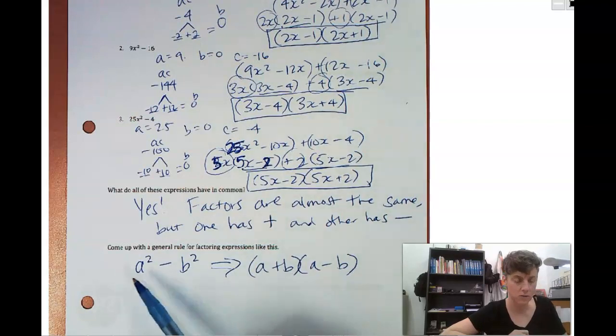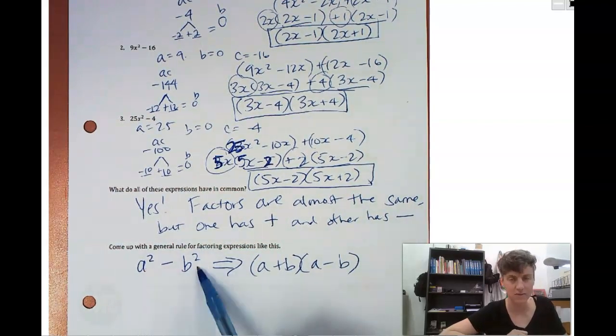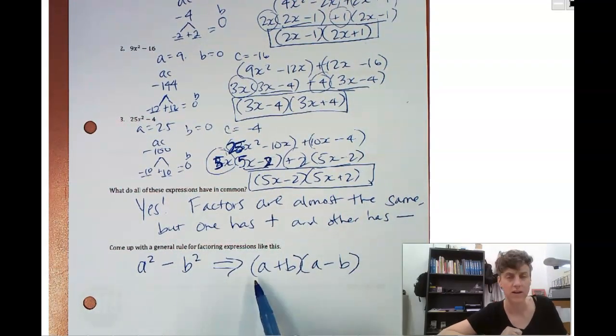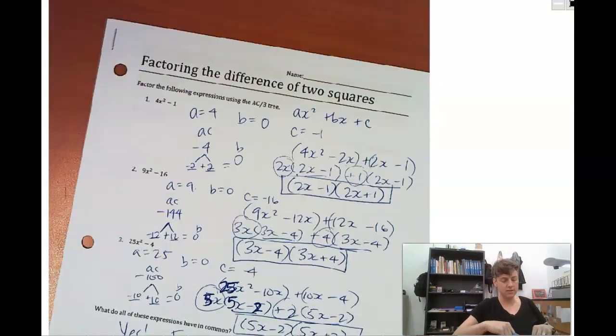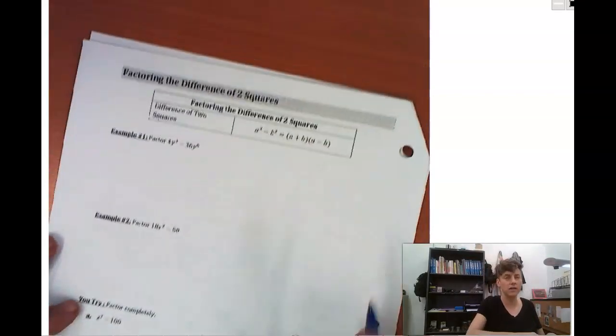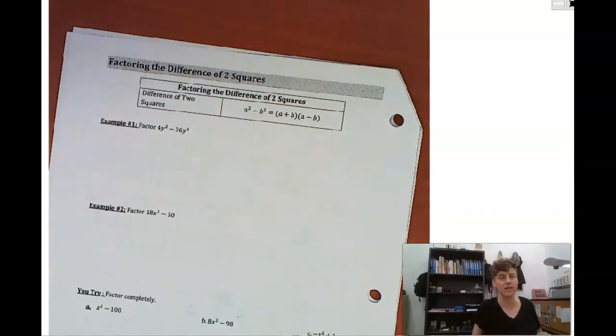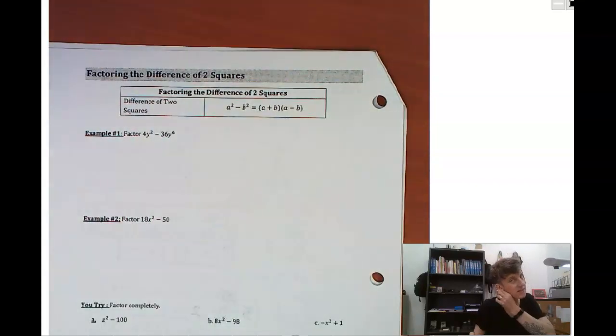So we've got a general rule. If you have something squared minus something else squared, it will factor to a plus b times a minus b. Let's look and see what kind of examples we got here. Oh, look. There's a chart. Great. A table with the exact same rule we came up with.